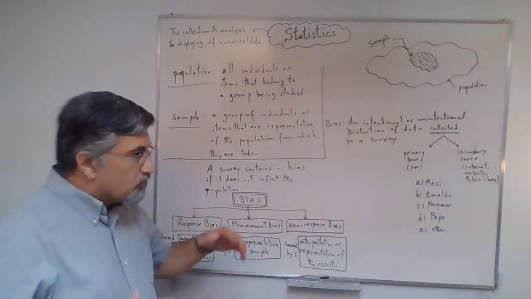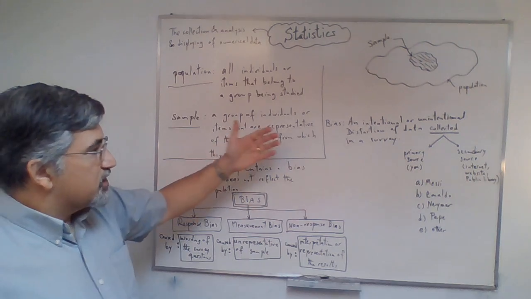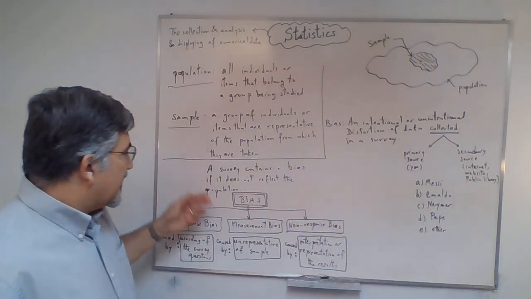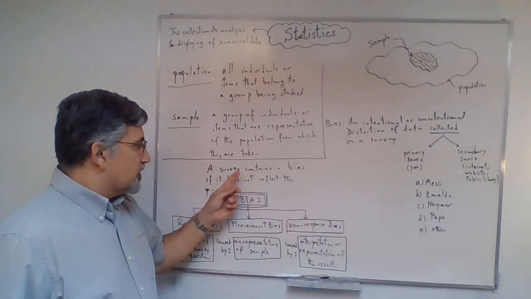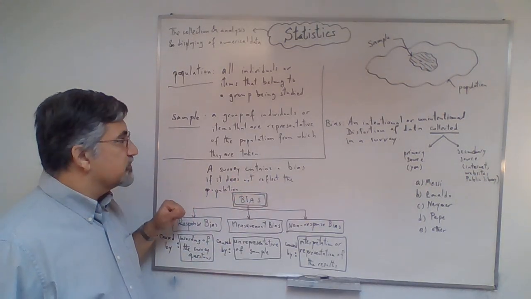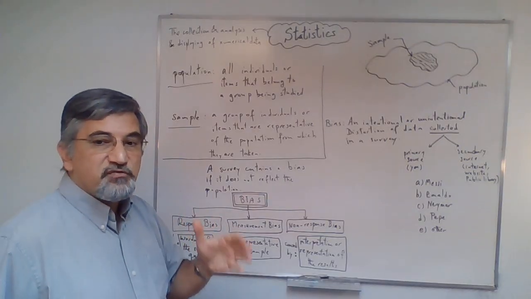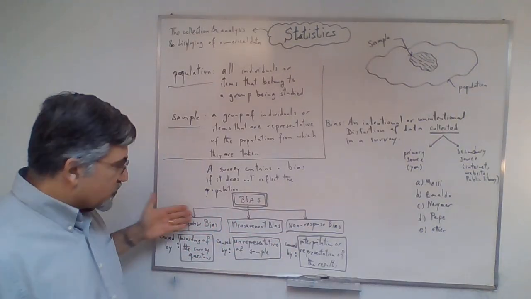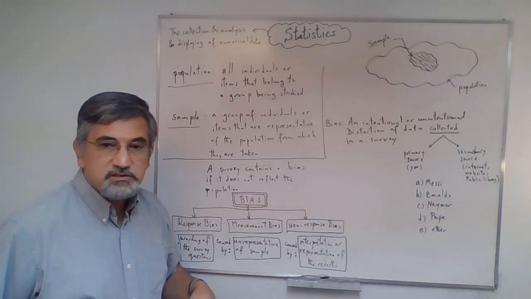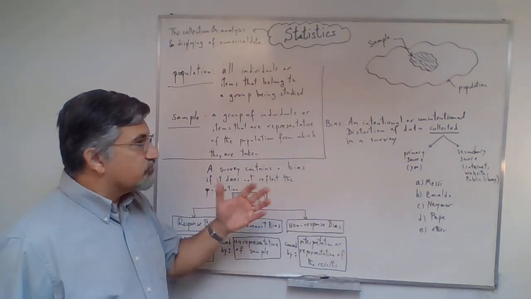So wrapping up briefly, we said that a bias is an intentional or unintentional distortion of data, and we said that a survey question contains a bias if it does not reflect the population. And we said that survey questions must be free of bias for sure. And there are three types of biases: response bias, measurement bias, and non-response bias. All of these are in your course documentation. You have to read them.